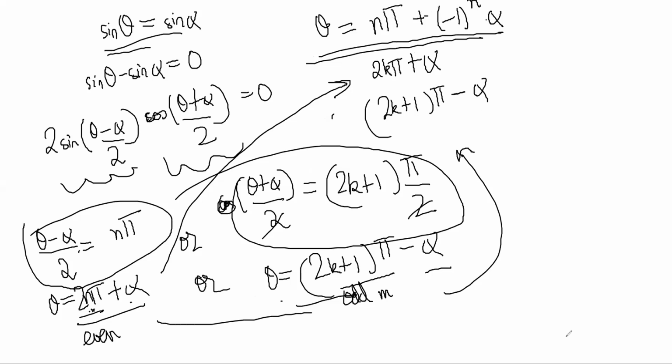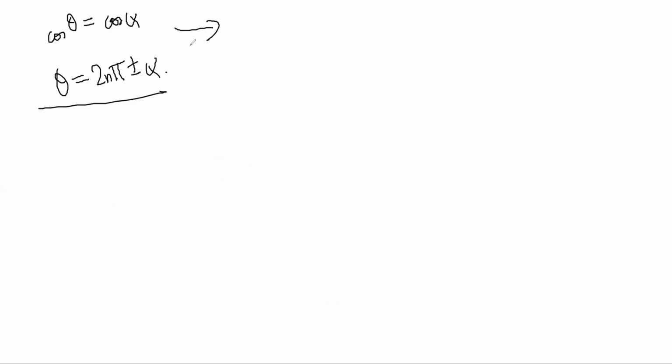Similarly, you can yourself derive why cos theta is equal to cos alpha. The solution is theta is equal to 2n pi plus minus alpha. You can do your cos theta minus cos alpha is equal to 0 and figure it out. Convince yourself that this is the solution, right? Now, the final equation that we'll want to solve is tan theta is equal to tan alpha. In this case, the solution comes out to be theta is equal to n pi plus alpha.